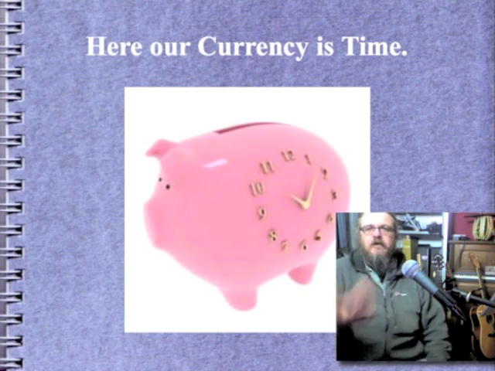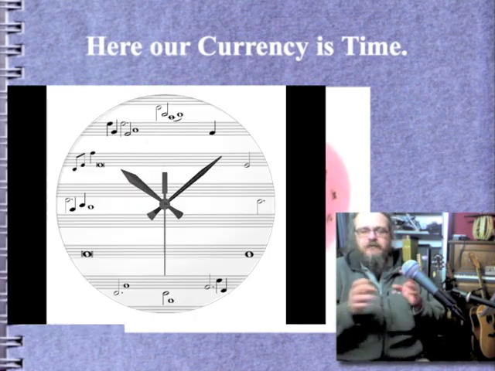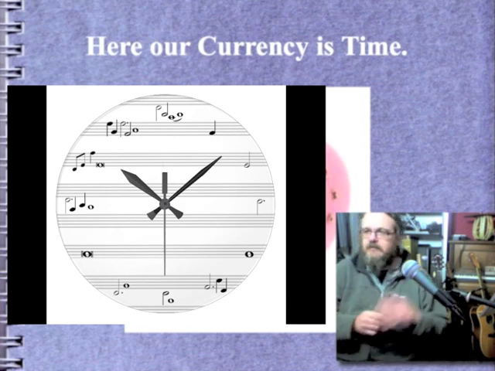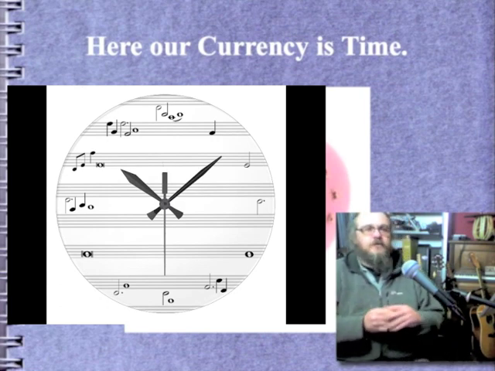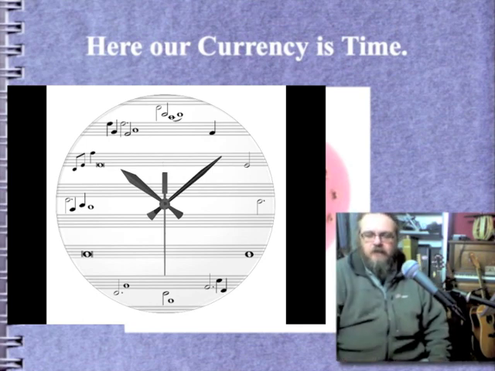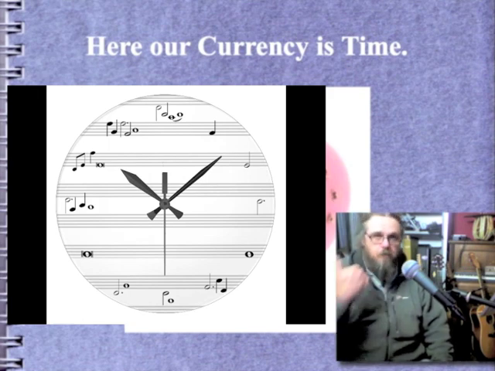The value of our notes and the different divisions, the pounds, shillings and pence, or the dollars, quarters, dimes and cents of our time are basically reference back to tempo or beats per minute.